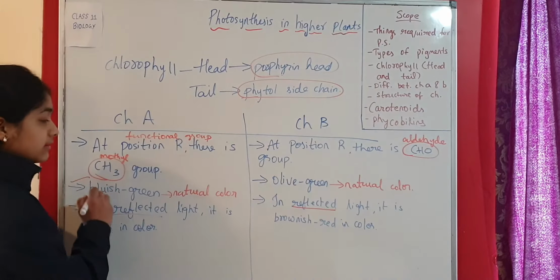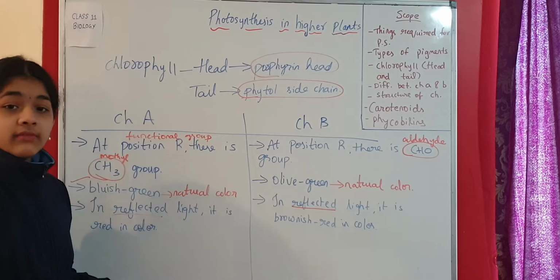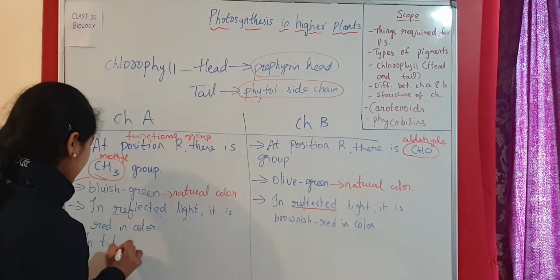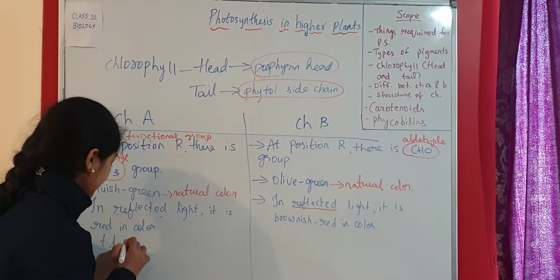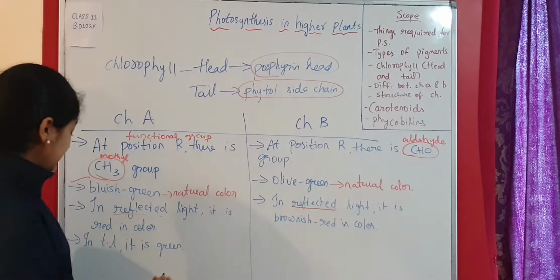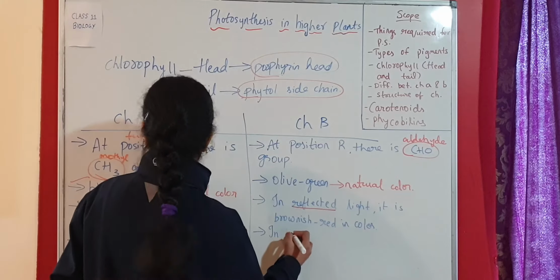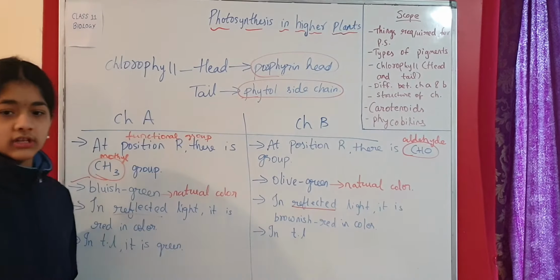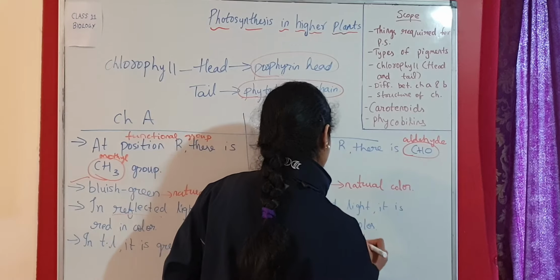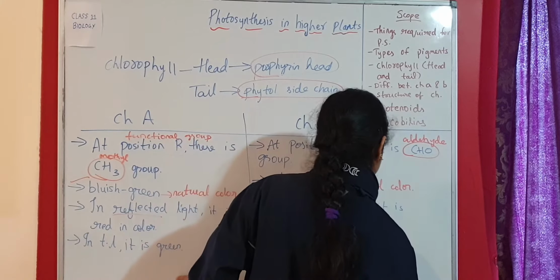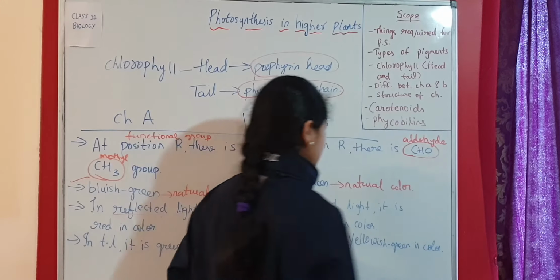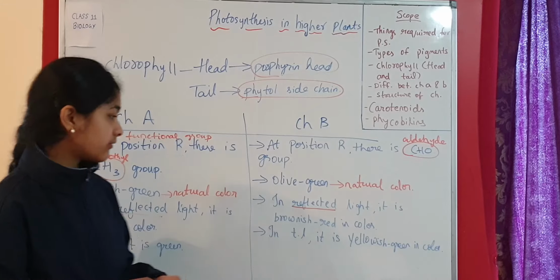This is the natural color. This is in reflected light. When it is in transmitted light, chlorophyll A is green in color. Chlorophyll B, when it is in transmitted light, is usually yellowish green in color. So the colors are very important in different types of lights.